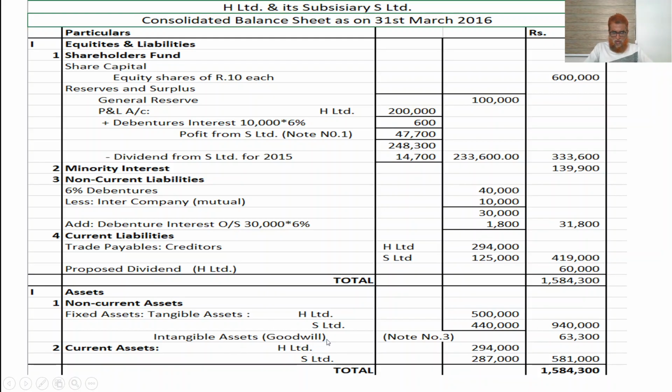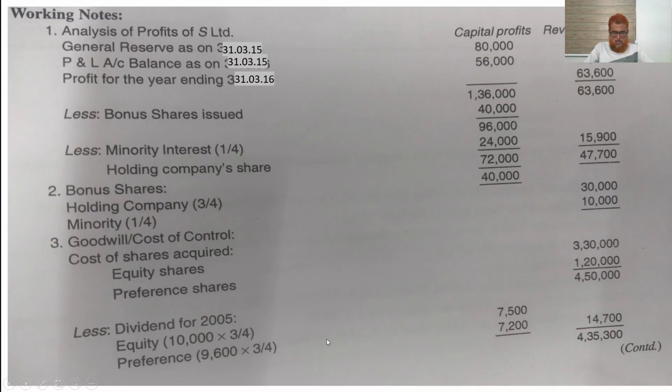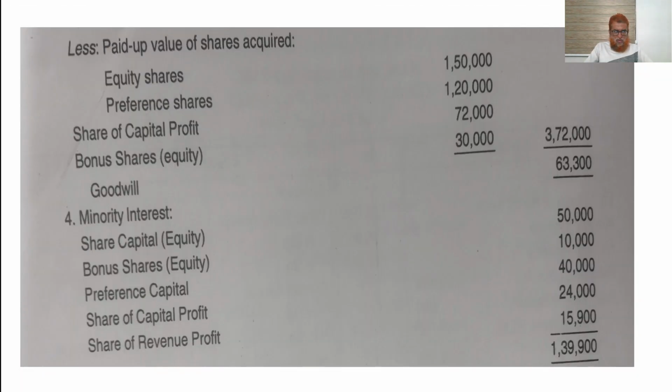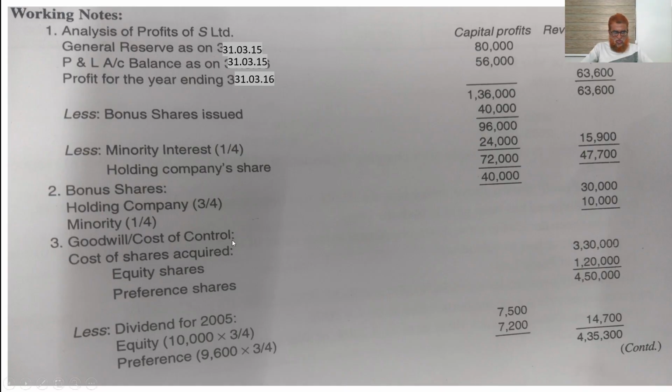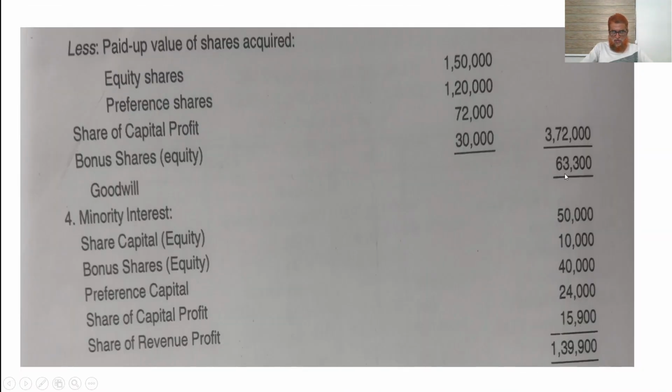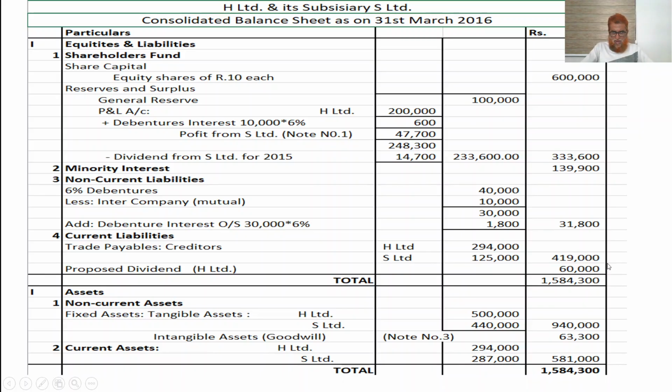This is goodwill, which we have calculated, and it is there in note number 3. This cost of control, its last part is 63,300. This should be the balance sheet item. That is 63,300. Note number 3. Then current asset as given in the problem, just copy and total 2,94,000 and 2,87,000, 5,81,000. Total of the balance sheet is 15,84,300.